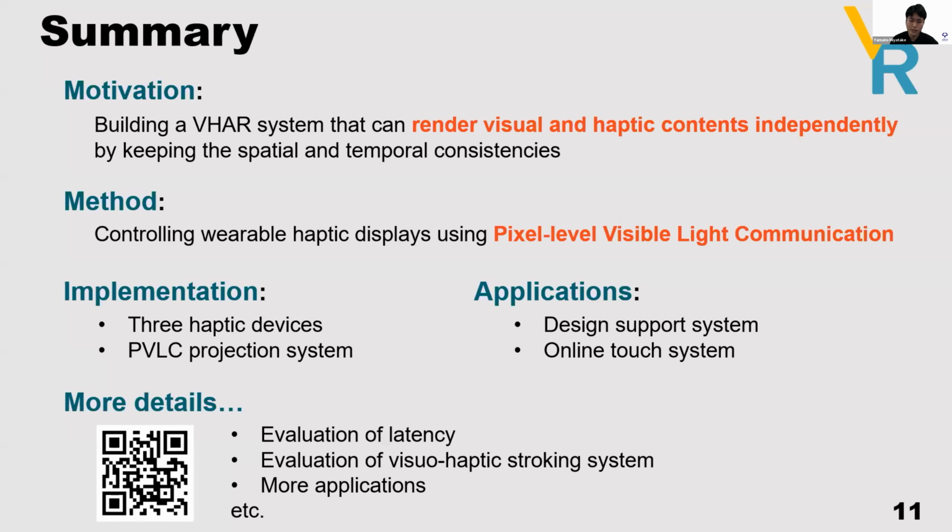This is a summary of my presentation. We aim to build a VHR system that can independently render visual and haptic contents by keeping spatial and temporal consistencies. And we control wearable haptic displays using the pixel-level visible light communication technique to achieve this. As a prototype system, we have developed a PVLC projection system and 3 haptic devices: finger-on, stylus, and arm-mounted devices. Then we introduced a design support system and online touch system as applications. For more details of this research, please visit our paper.